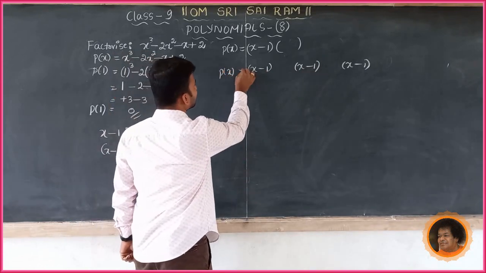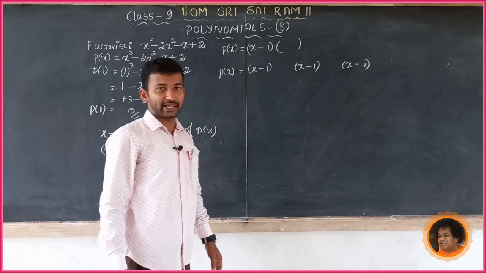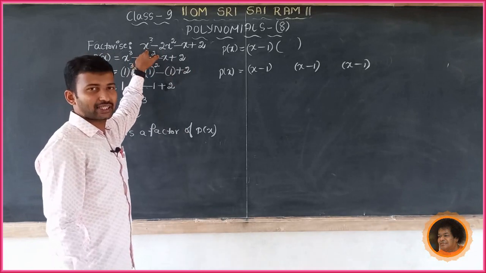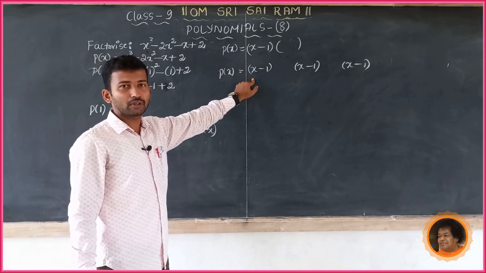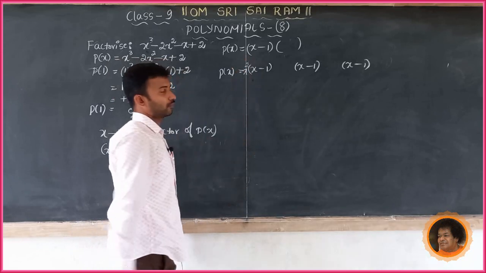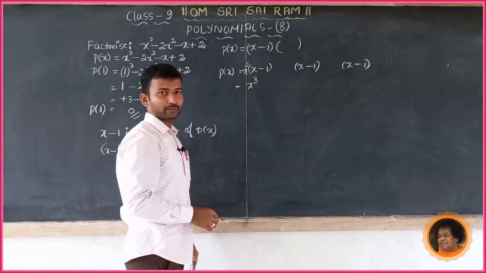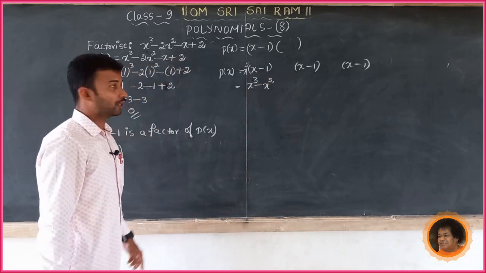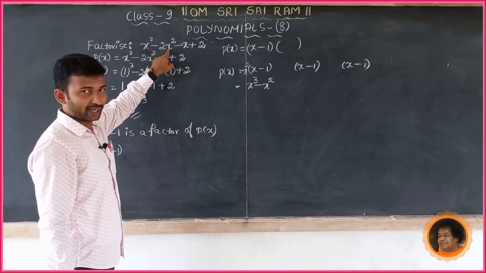P of x is equal to (x minus 1)(x minus 1)(x minus 1). Then, the first term of this cubic polynomial is equal to x cube. How to get x cube from this expression? We already have x here, by multiplying x square into x we get x cube, and x square into minus 1 gives minus x square. The second term of the polynomial is 2x square.